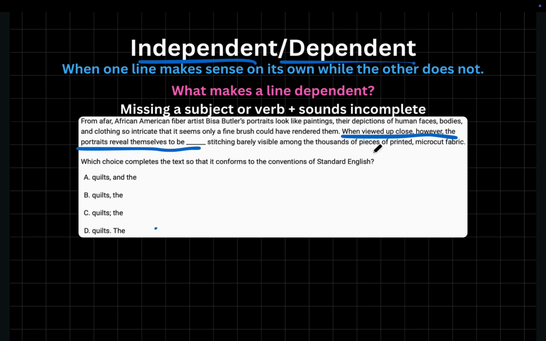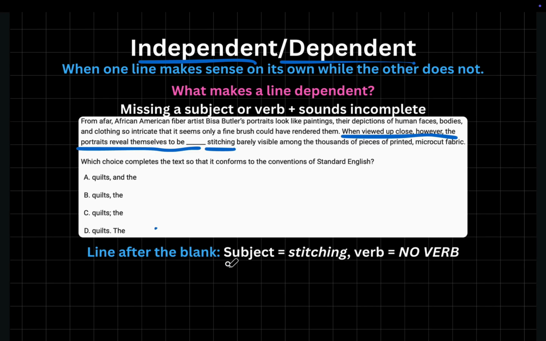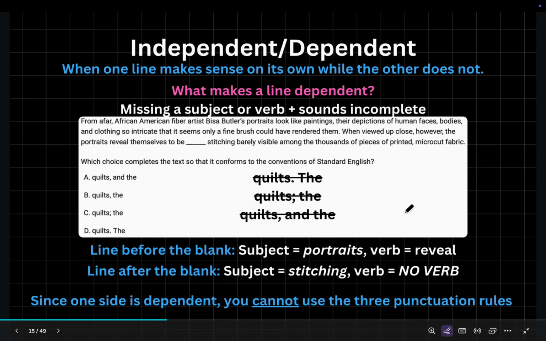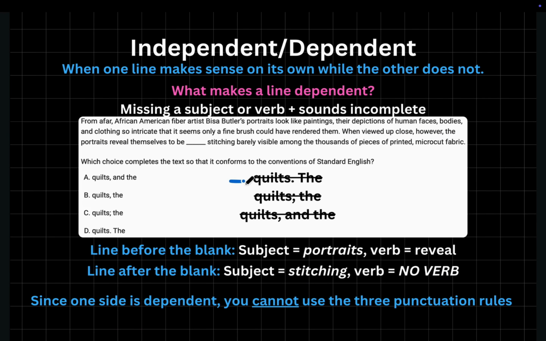To me, this line kind of felt off, so let me try to find the subject and verb. So here's the subject, which is the stitching. However, I don't see the verb. So in the line after the blank, there is a subject but no verb, so it is incomplete, meaning it is dependent. Since the question is in the independent-dependent format, we cannot use the three punctuation options. So basically, we cannot say "quilts period the," "quilts semicolon the," "quilts comma and the." For this question, the only option really left is choice B, so we'll go ahead and proceed with that.